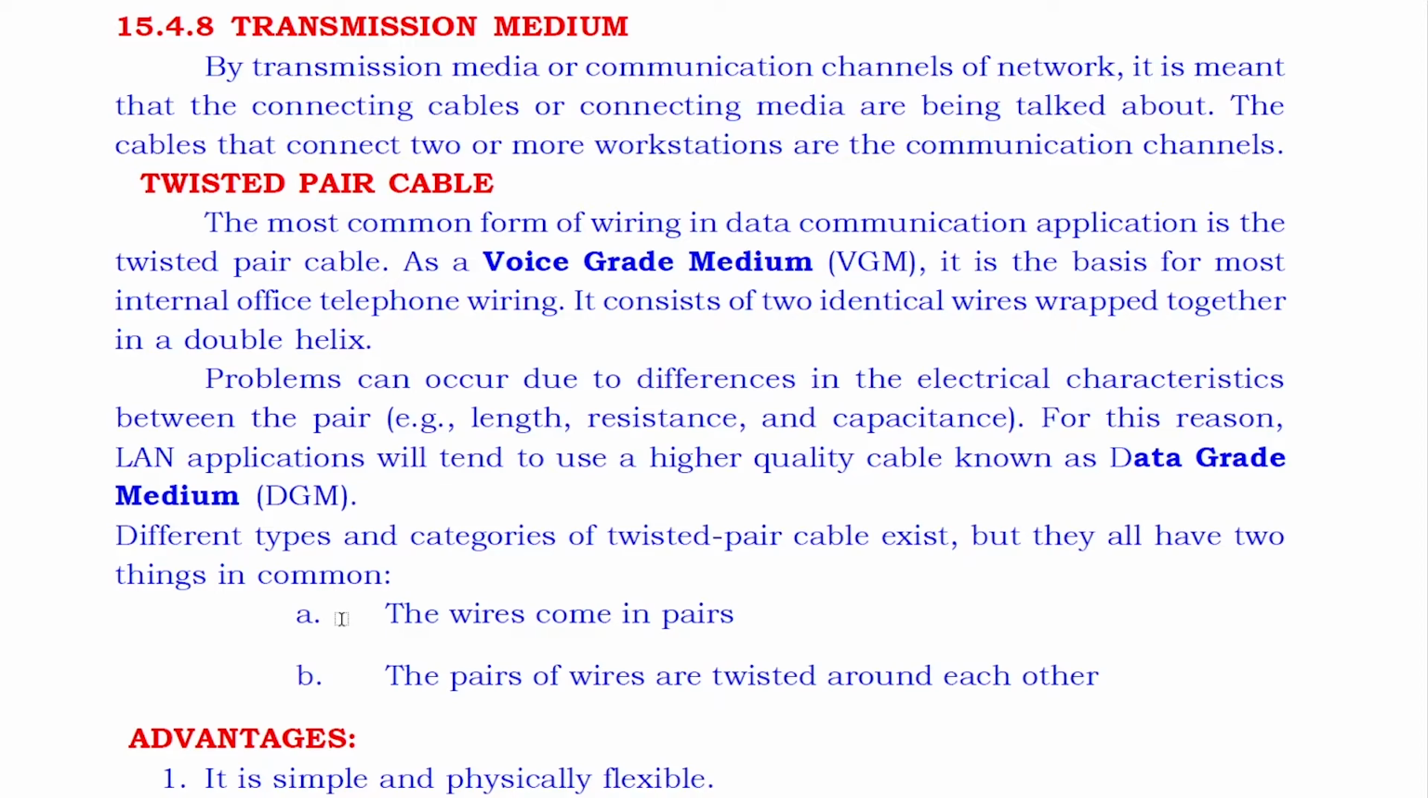It consists of two identical wires wrapped together in a double helix. That's the cable. A telephone cable you might have seen has two wires, one for receiving and one for sending, covered by one more cable outside. That's exactly similar. We use this twisted cable. The problem can occur due to difference in the electrical characteristics between the pair, as already told: length, resistance and capacitance. That has an impact on the computer network.